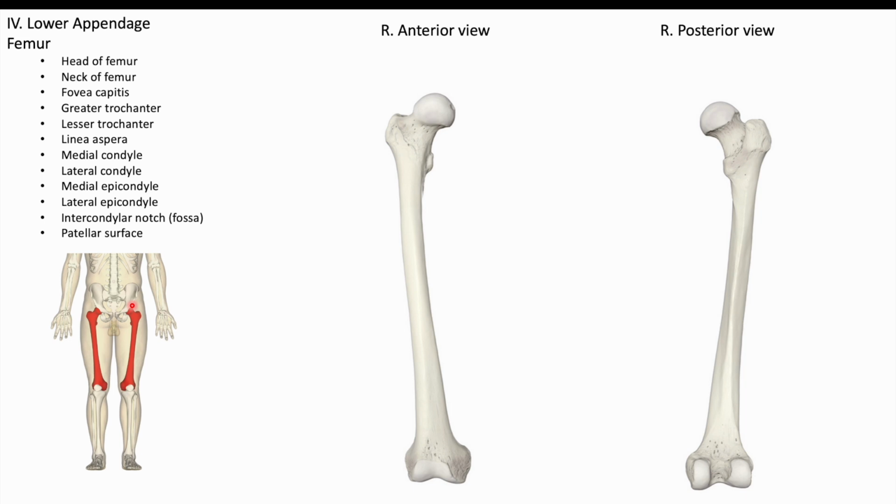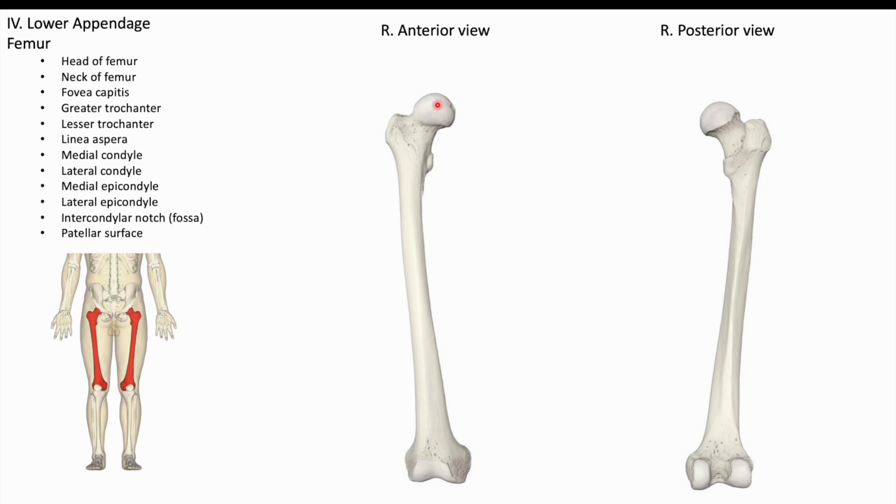So now let's just go ahead and examine the right femur. So in the anterior view, you can see that this is the head. The dome-shaped part is the head, and you can see the head from the posterior view as well. Now in the head, there is this divot. This divot on the head is called the fovea capitis. So the fovea capitis is the divot on the head of the femur where the round ligament of the femur is attached.